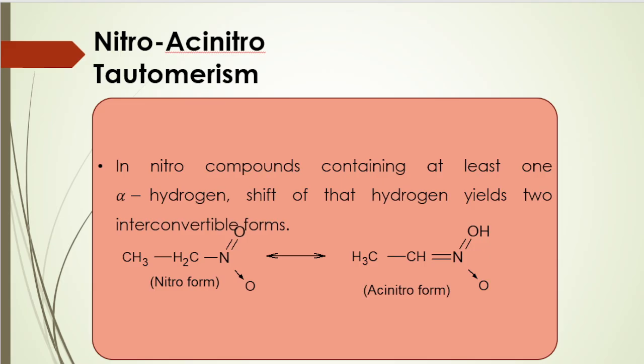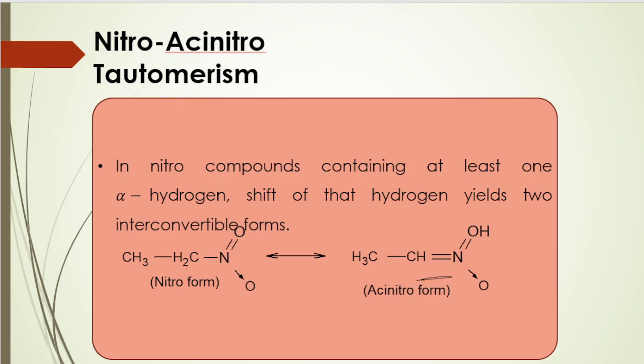Now, nitro-aci-nitro tautomerism. In nitro compounds like N=O containing at least one alpha hydrogen, a shift of that hydrogen yields two interconvertible forms. One is the nitro form and the other is the aci-nitro form. See, for example, shifting of this alpha hydrogen here and the double bond here. That's what the aci-nitro form is. So apart from keto-enol tautomerism, there is nitro-aci-nitro tautomerism also.